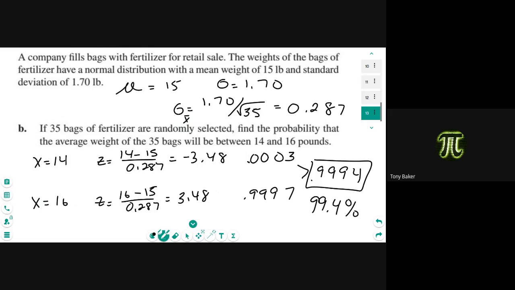All right, let's do another one of these. We did the fertilizer. Let's do.